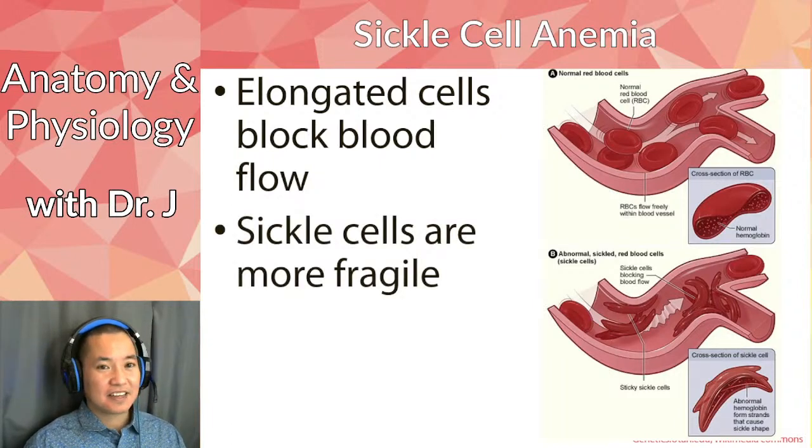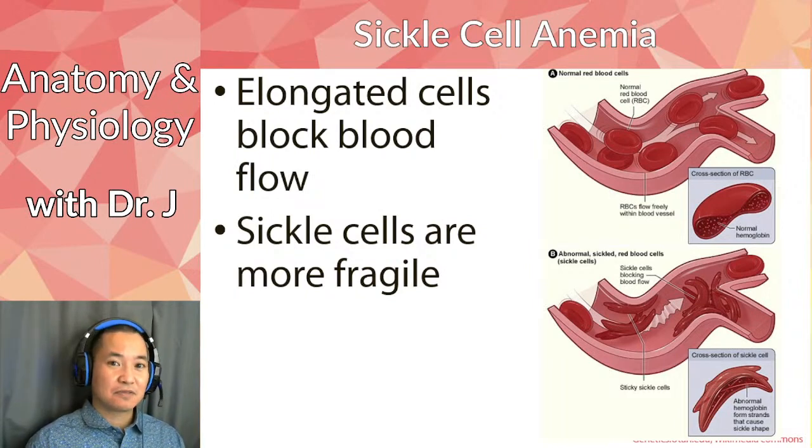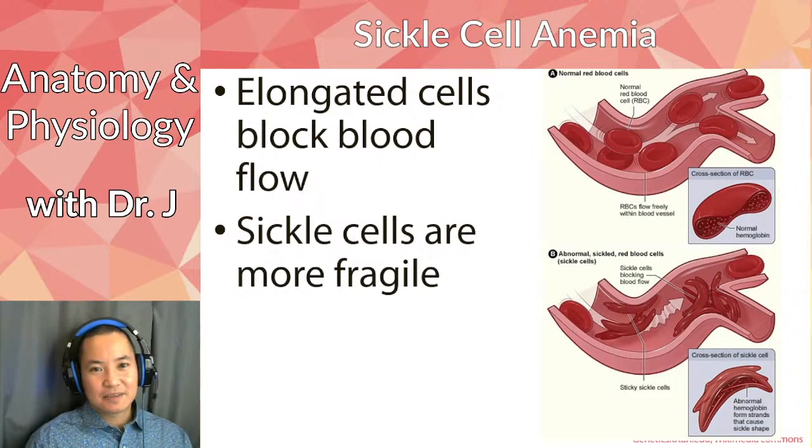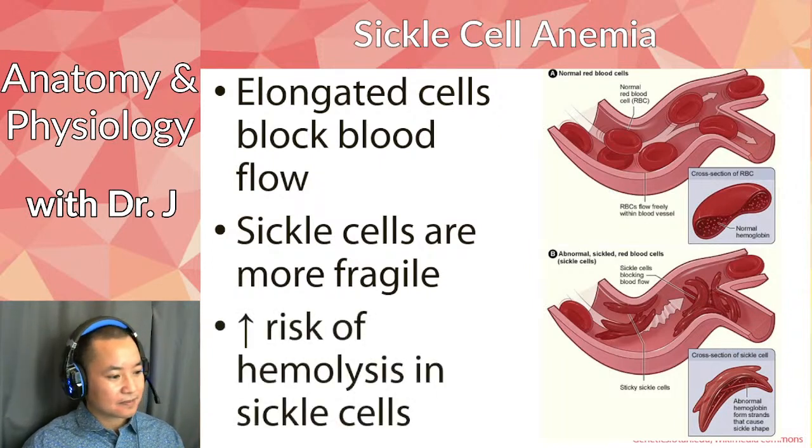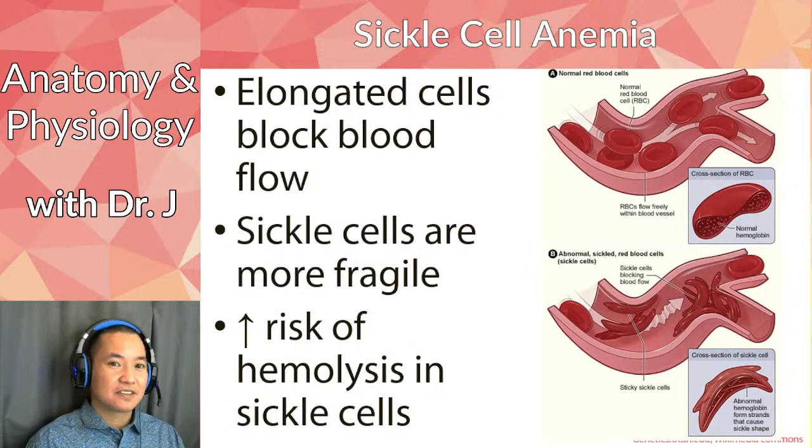Not only can they clog up a lot, but they're also more fragile. Round shapes are able to deal with more stress, mechanical bouncing around, and pressure in your blood vessels. But sickle cells are like a branch. It's easy to break a branch like this, right? Similarly, sickle cells are more fragile than their round counterparts, so they have an increased risk of hemolysis, meaning the red blood cells burst and lyse.